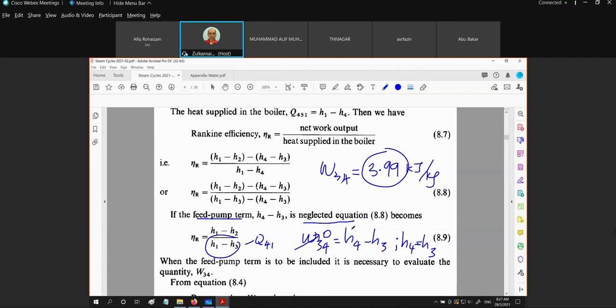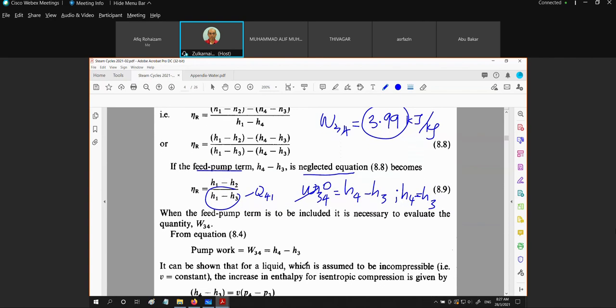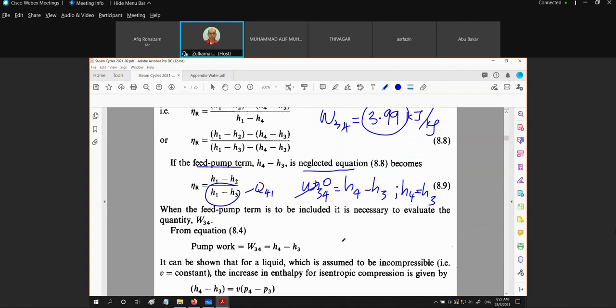Right. When to neglect? Anybody can suggest when to neglect the pump work, the feed water pump work? Anybody? Any suggestion? When to neglect the pump work?